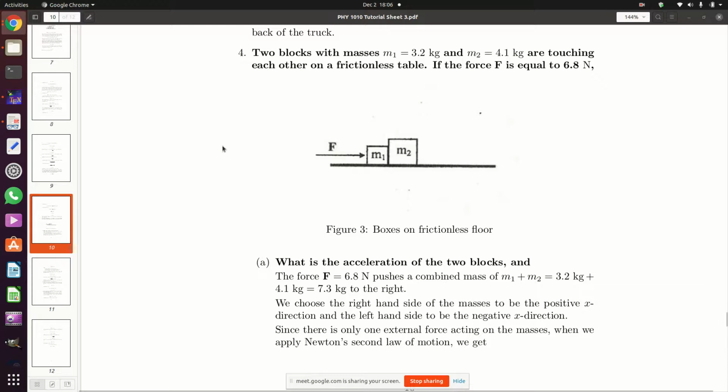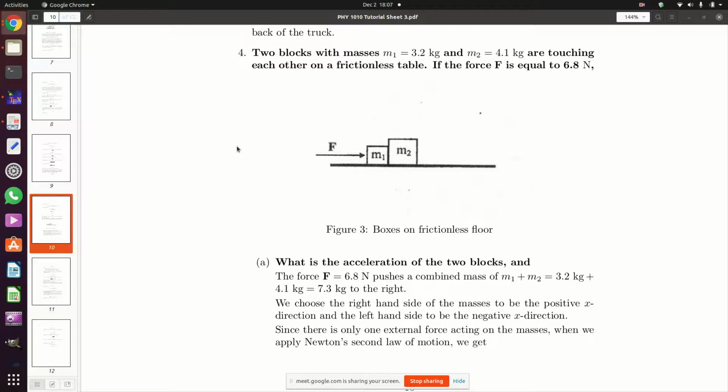Okay, welcome to this tutorial session. So we're going to be looking at question number 4, and the question reads as follows. Two blocks with masses M1, which is equal to 3.2 kgs, and M2, which is equal to 4.5 kgs, are touching each other on a frictionless table.